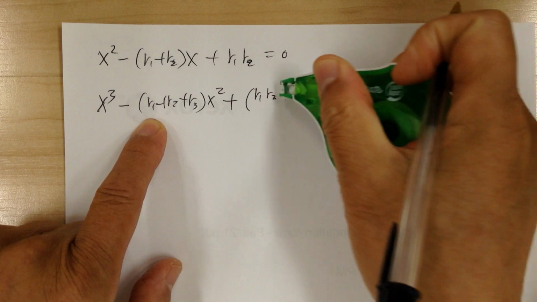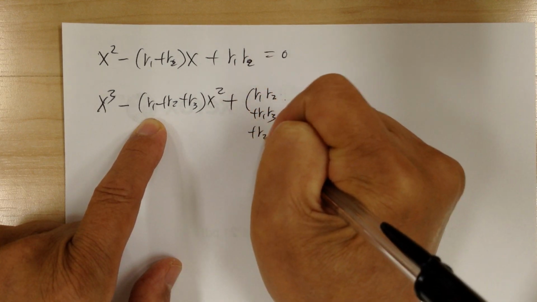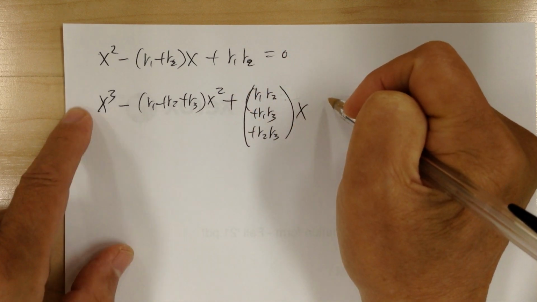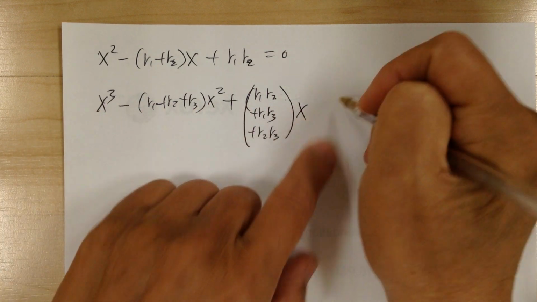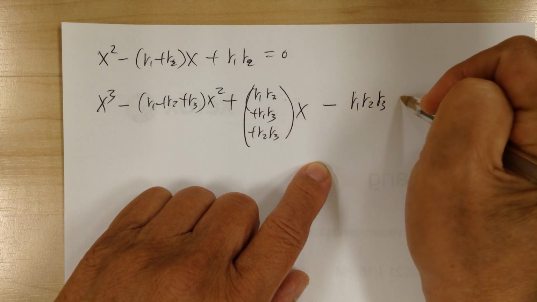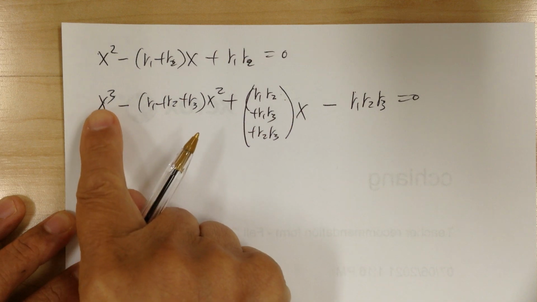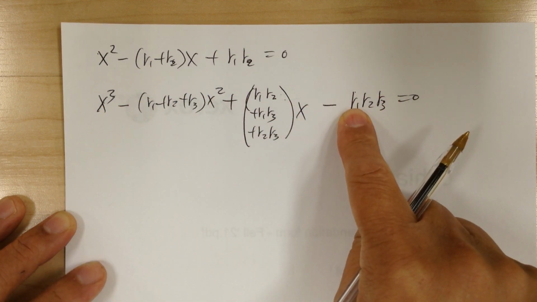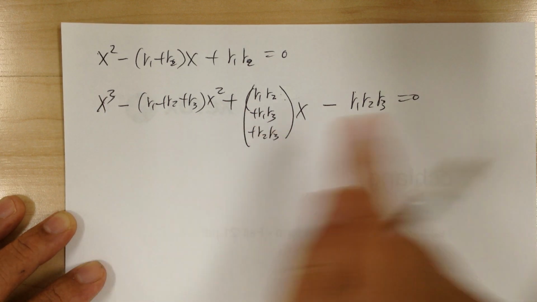I'm going to write big so I don't run out of room. Plus r1 r3 plus r2 r3, times x. Okay, so the pattern is this. It'd be plus minus plus minus. Okay, and this would be r1 r2 r3 equal to 0. So here's your pattern. The pattern is the x: you're going to get x cubed, x squared, x to the 1, x to the 0, right? And the signs are always plus minus plus minus plus and so forth, alternating.